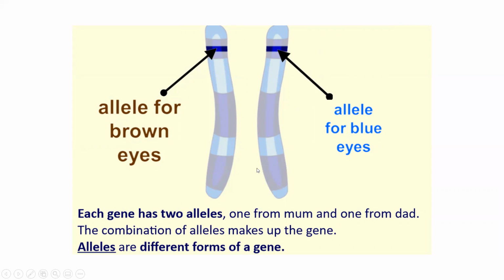So key information then, different forms of a gene are called alleles. And for some genes, there may be lots of different alleles. However, you are only ever going to have two possible alleles because you've got one mum and one dad that are passing on this information.